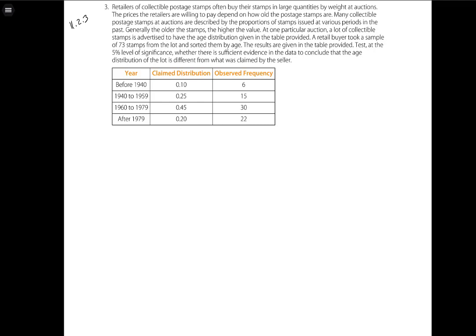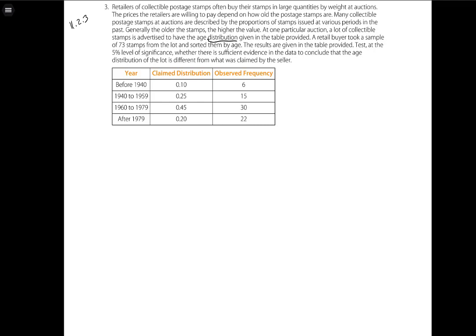At one particular auction, a lot of collectible stamps is advertised to have the age distribution given in the table provided. Okay, given a distribution, so we're looking at a distribution here. So this is probably going to be testing the fit of a distribution, looking at the data versus the distribution. A retail buyer took a sample of 73 stamps from the lot and sorted them by age. The results are given in the table provided.